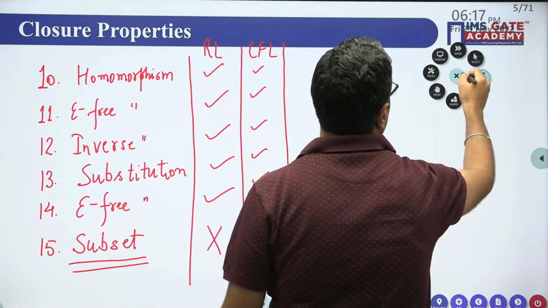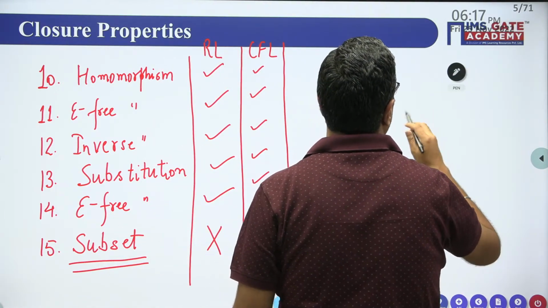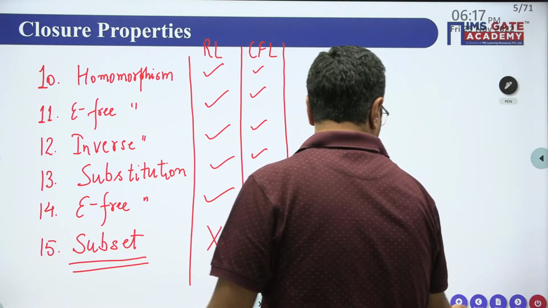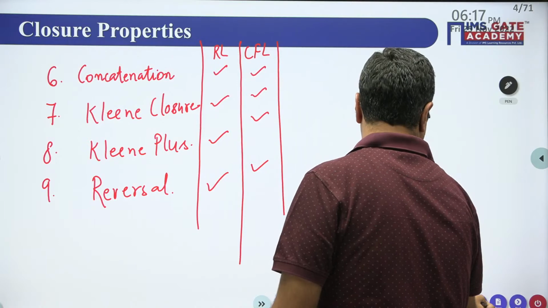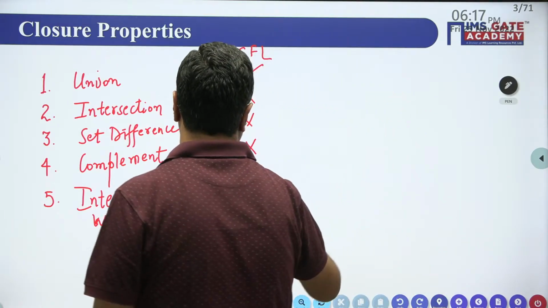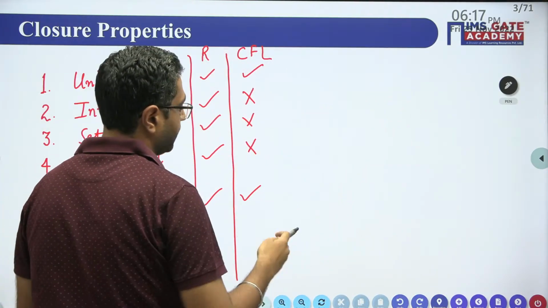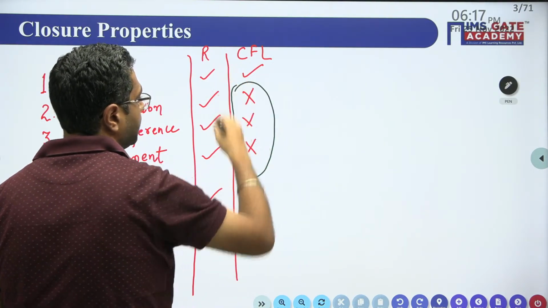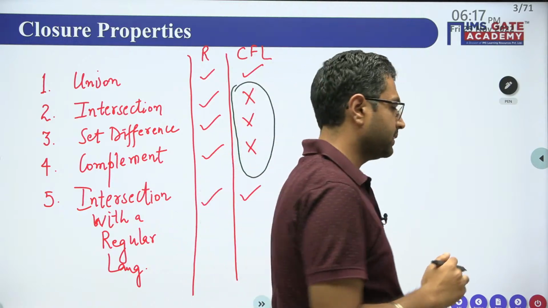So let's see the other class. As I said, you just need to remember this fact, and based on this fact you would be able to remember the entire column for context-free languages.